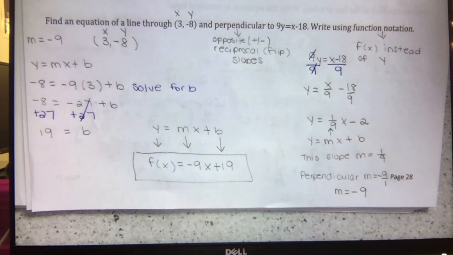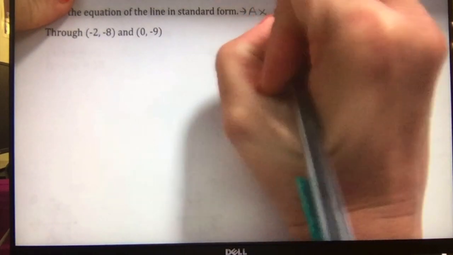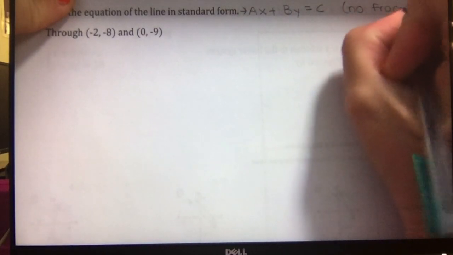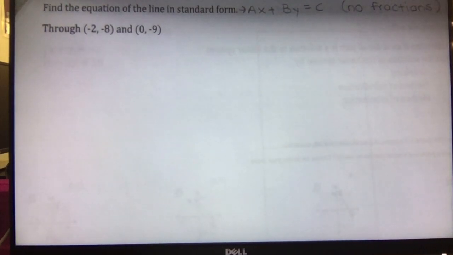If not, you're ready for the next page. So next page, 2 more examples for this section. Find the equation of the line in standard form. Again, remember standard form is ax plus by equals c with no fractions. They give us 2 points.